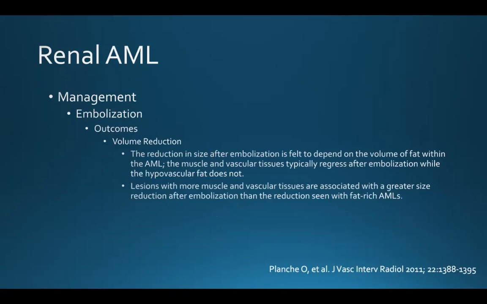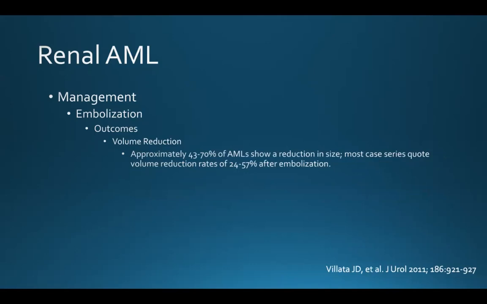We want to see a reduction in size after embolization, but the size reduction often depends on the volume of fat within the AML. The muscle and vascular tissues typically regress after embolization, while the fatty tissue does not. Therefore, lesions with more muscle and vascular tissue are associated with a greater size reduction after embolization than the reduction seen in fat-rich AMLs. Approximately 40 to 70% of AMLs show a reduction in size, and most case series quote that reduction as 24 to 57%.